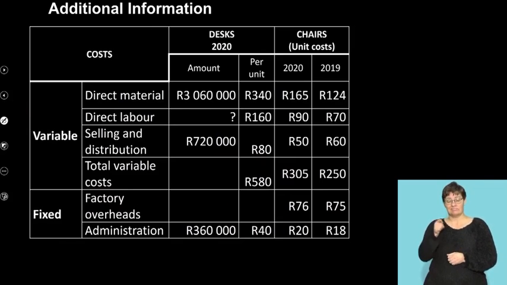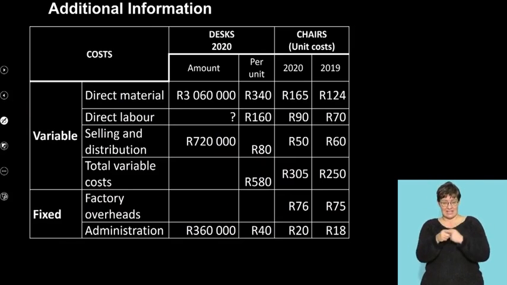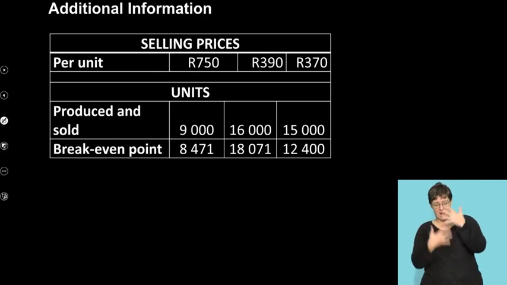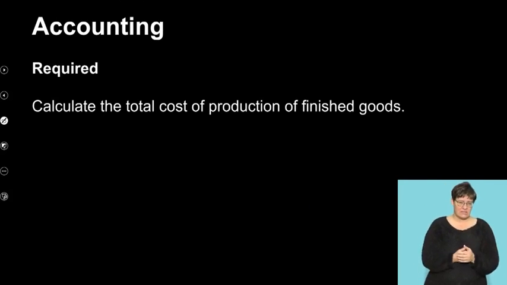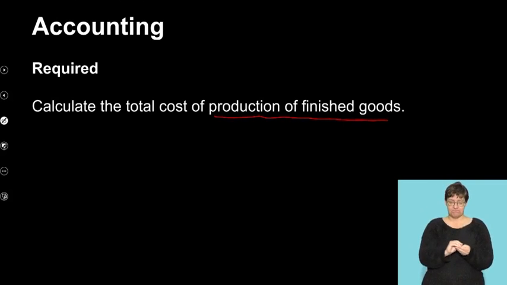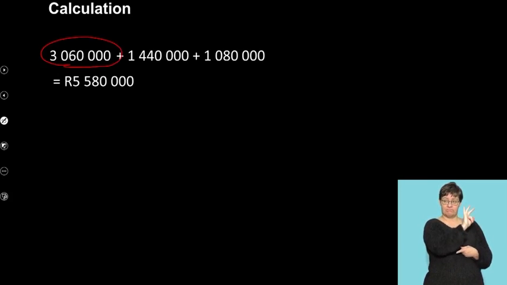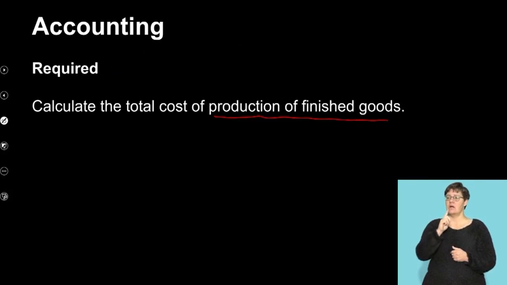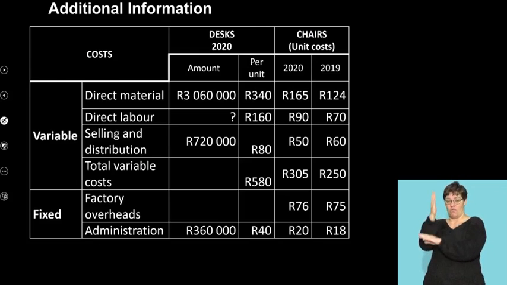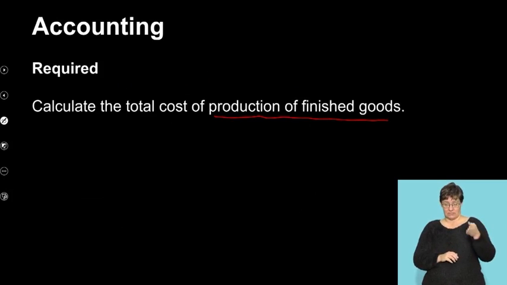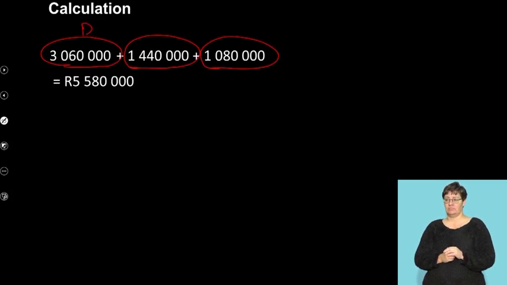Yes, we have additional information here with regards to our desks and our chairs, right? There's selling prices. We are now expected to calculate the total cost of production of finished goods. What will we take into consideration? One, you take your three components: your direct labor, your material, and your factory overheads. Watch here. If you're taking your material, they told you was 3,060,000. So there we go. You got your direct material.